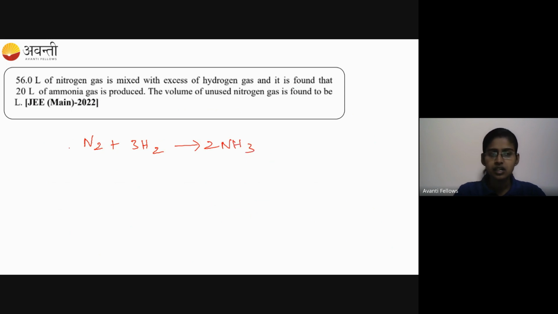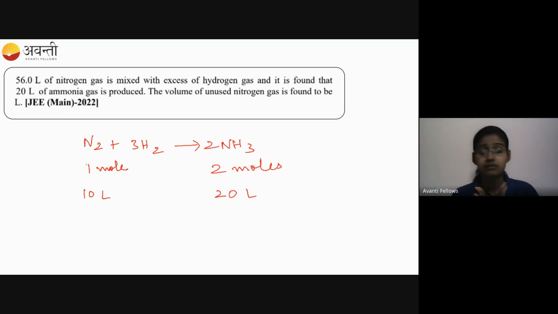And here, what is the ratio? 1 mole of nitrogen is giving 2 moles of ammonia. Okay, 1 is giving 2. Means in terms of liter, if I want to write, then it is nothing but 10 liter of nitrogen is producing 20 liter of ammonia. Okay, in terms of liter, I will write like this.